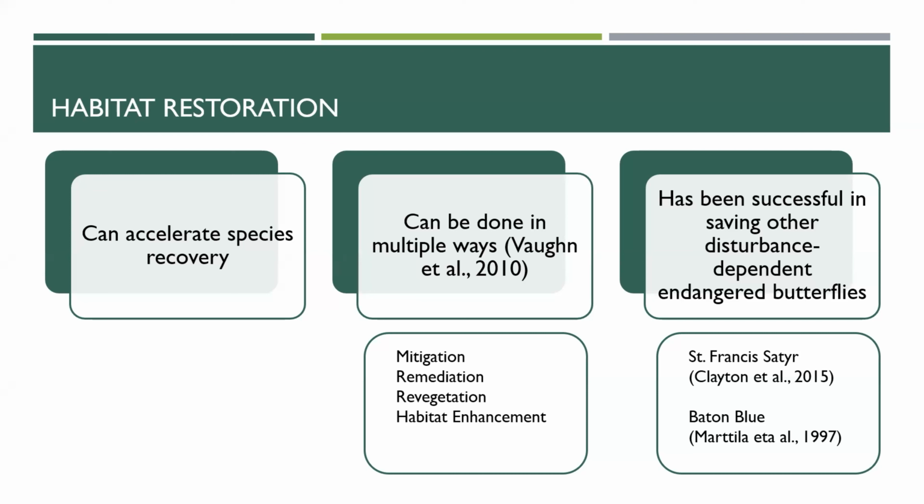Habitat restoration efforts have been successful in revitalizing other endangered disturbance-dependent butterflies. Artificial dams and tree removal were used to mimic the natural disturbances of beaver and wildfires necessary for the St. Francis satyr. And with these efforts, the endangered population of the satyr increased each year following the habitat restoration. Selective logging was done to remove overcast trees to restore the habitat and reintroduce the baton blue butterfly. And as a result, the population doubled.